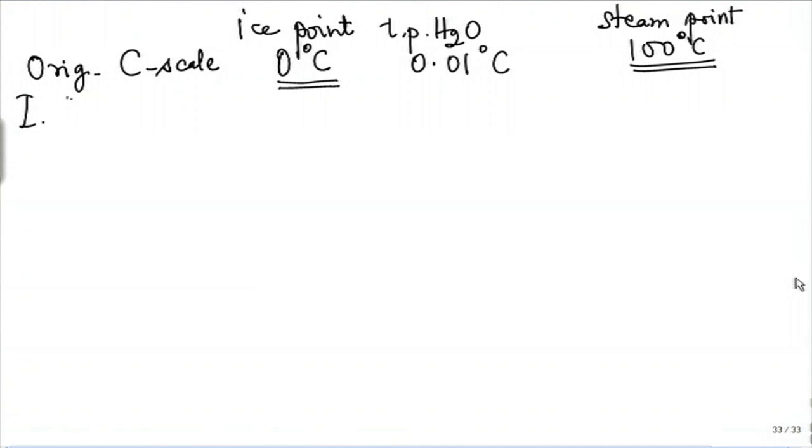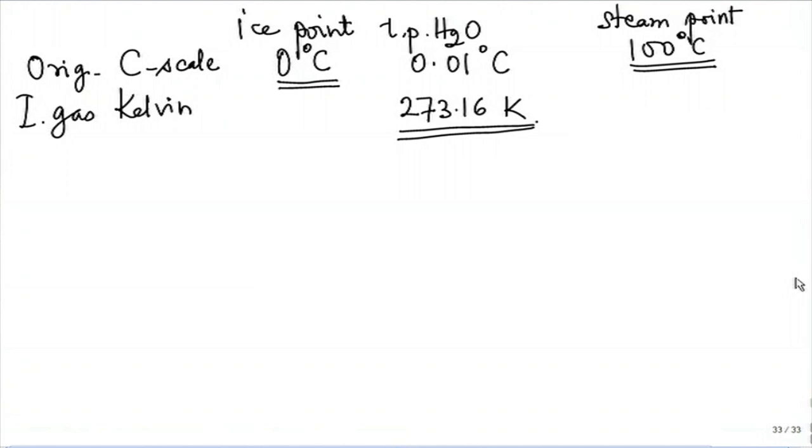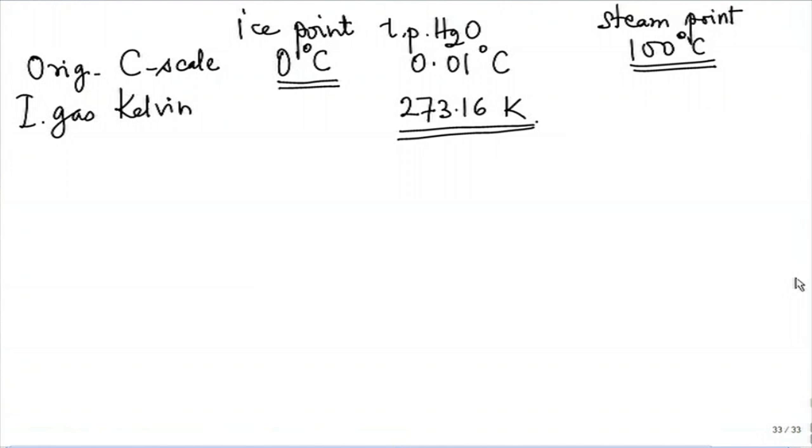When we have the ideal gas Kelvin scale, we define this temperature to be 273.16 Kelvin. Exactly, that is the definition. You cannot measure this temperature on the Kelvin scale. It is defined to be 273.16. If you measure the triple point of water on the Kelvin scale to be 274 Kelvin, then people will say something is wrong in your measurements. The measurement has to be 273.16 because it is defined that way.